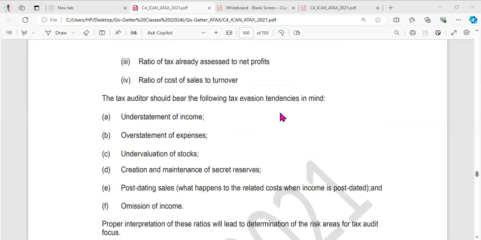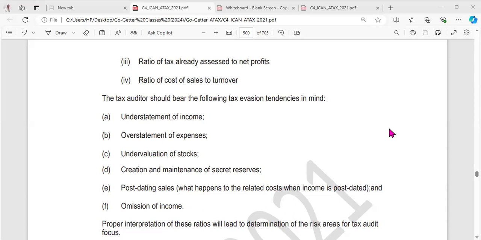Then the auditor should also bear the following tax evasion tendencies in mind. They will bear in mind that people understate their income. So they will design questions to ensure that they discover whether your income is understated. So they will ask you questions. You have provided one bank account. They will ask you where the other bank account is. They will ask, how many banks do you have? They want to see your bank records. They want to see your cheques.